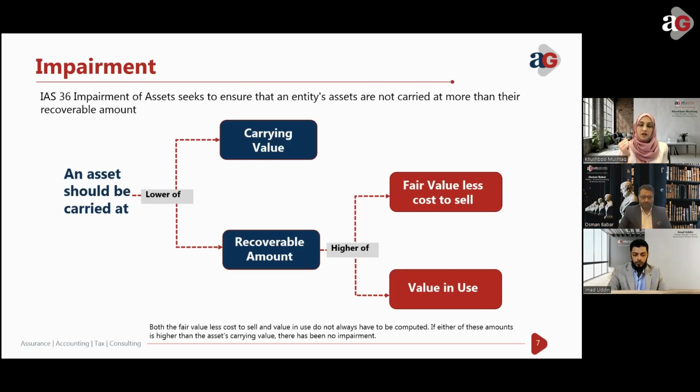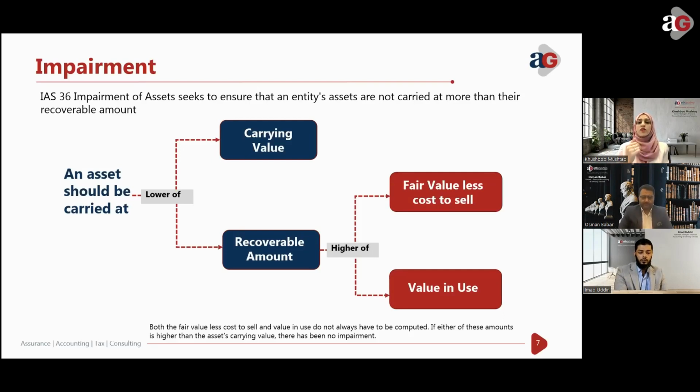So what is a carrying value? Carrying value is very simple, everyone knows. It's the cost less accumulated depreciation or accumulated amortization. The amount that is appearing in your books of accounts is your carrying value. On the other hand, to do the impairment testing, we have to calculate the recoverable amount.